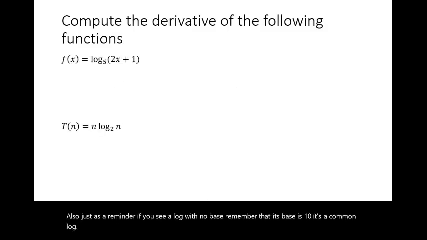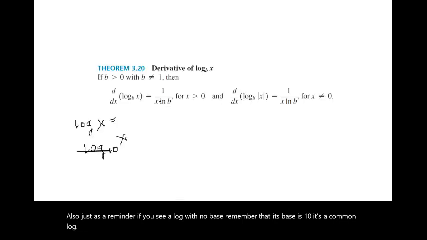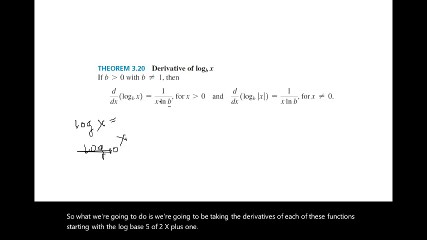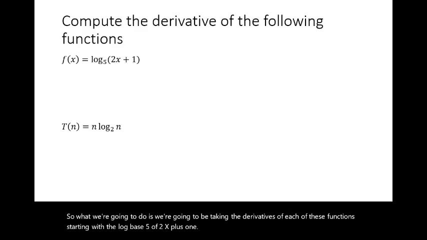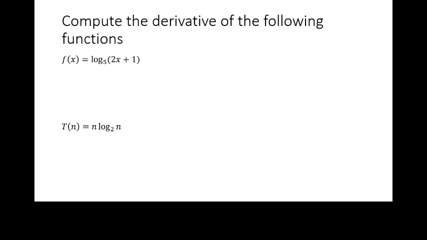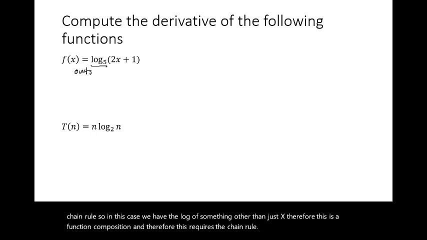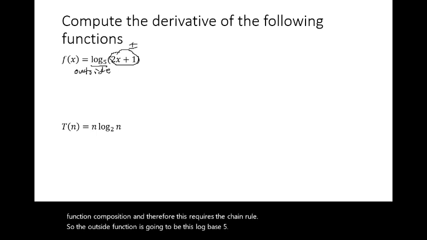So what we're going to do is we are going to be taking the derivatives of each of these functions, starting with the log base 5 of 2x plus 1. Now, if you are taking the log of anything other than just x, you do need the chain rule. So in this case, we have the log of something other than just x. Therefore, this is a function composition, and therefore this requires the chain rule. So the outside function is going to be this log base 5. And the inside function is going to be this 2x plus 1.